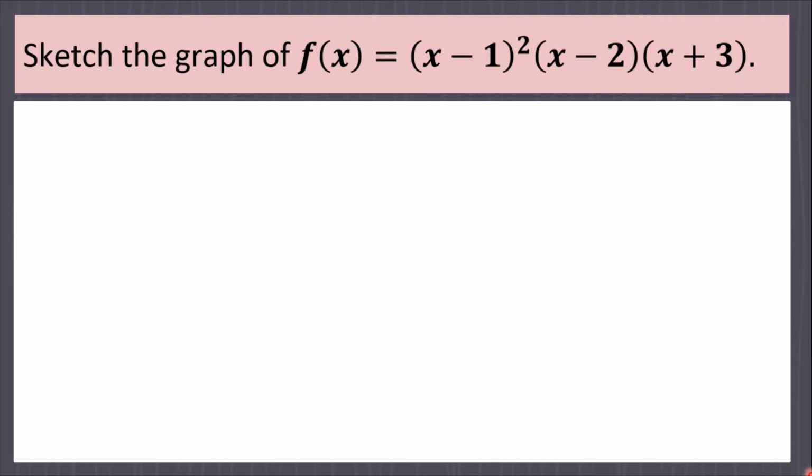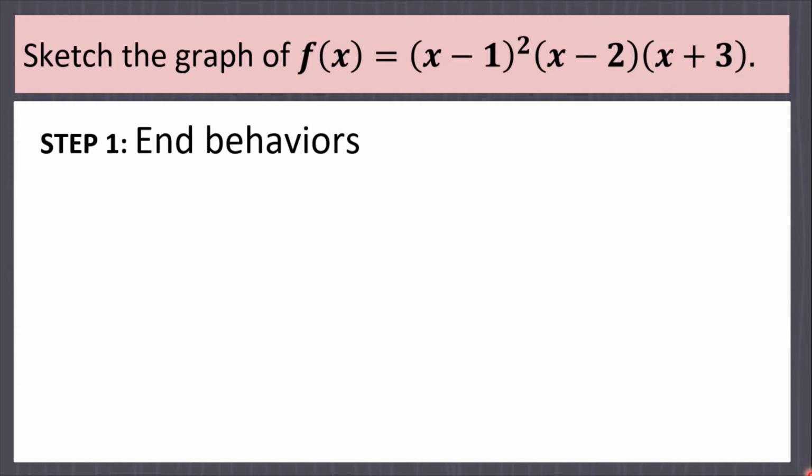So, we will be following a series of steps for us to be able to sketch the graph of this function. The first step is, we have to describe the end behaviors of the graph. So when we say end behaviors, we are referring to the behavior of the graph of f of x as x approaches negative infinity or as x approaches positive infinity. Now, to describe the end behaviors, we will be applying the leading coefficient test na napag-aralan na natin.